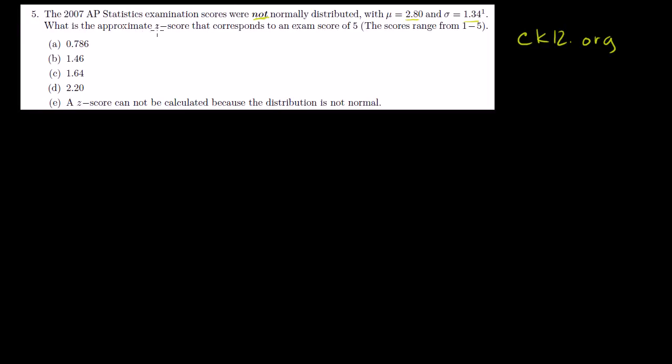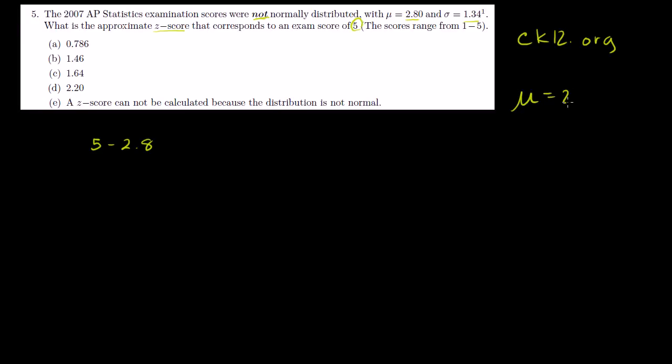What is the approximate z-score? Remember, z-score is just how many standard deviations you are away from the mean. What is the approximate z-score that corresponds to an exam score of 5? This is a pretty straightforward problem. We just need to figure out how many standard deviations 5 is from the mean. Well, you just take 5 minus 2.8. The mean is 2.8.